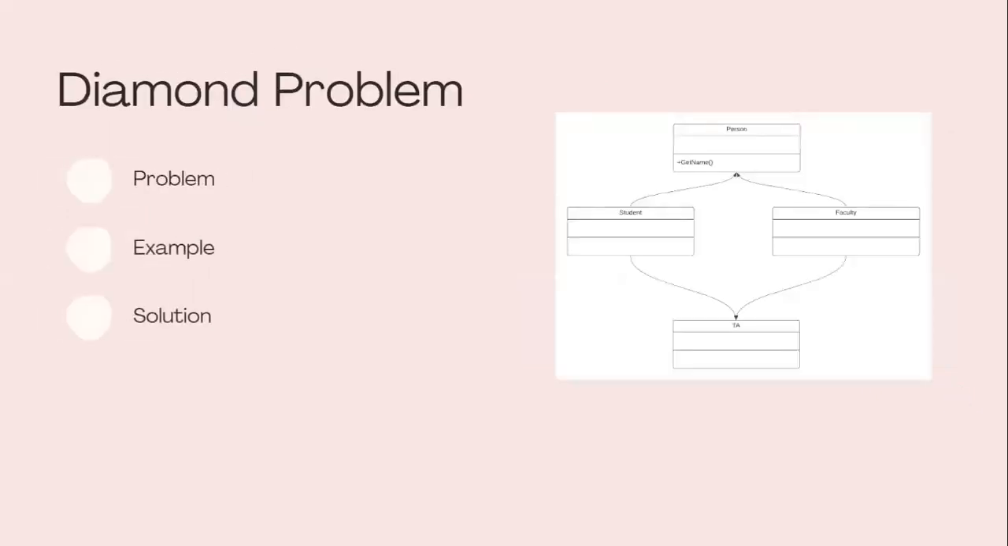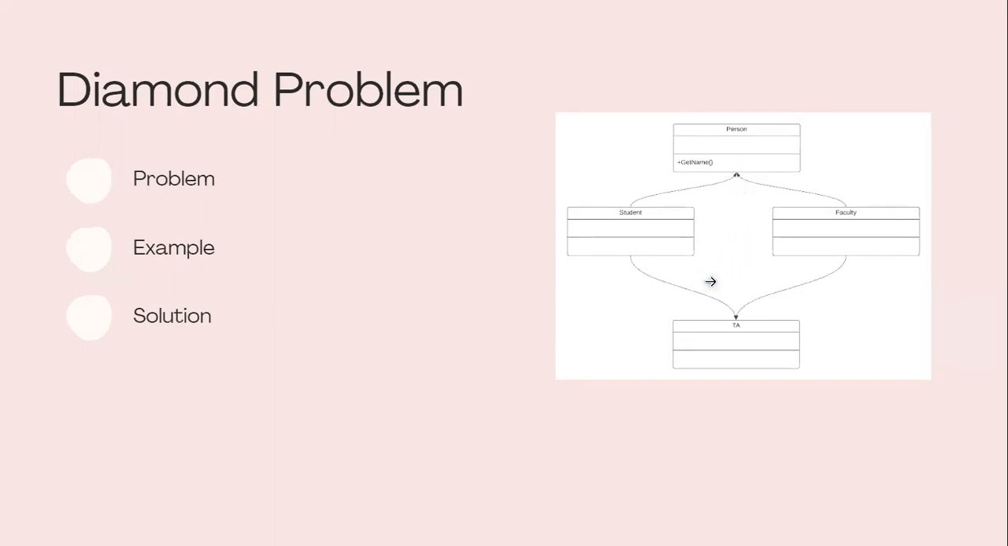Now let's talk about the diamond problem, which is quite famous in object-oriented programming. The diamond problem is specific to multiple inheritance and occurs when a class inherits from two or more classes that have a common base class. For example, imagine Person, Student, and Faculty classes, where Student and Faculty inherit from the Person class, and both Student and Faculty have a GetName method.